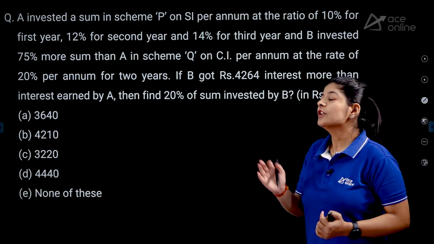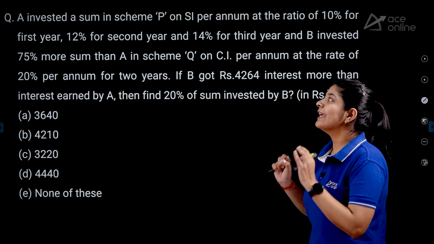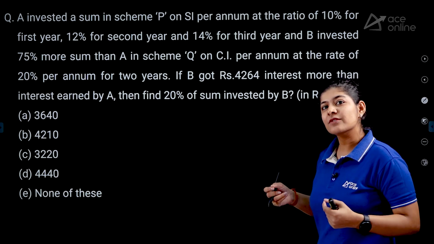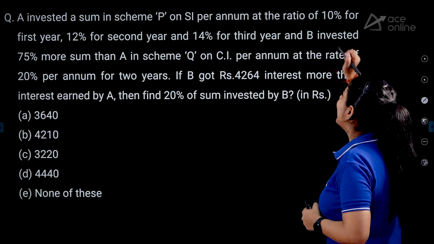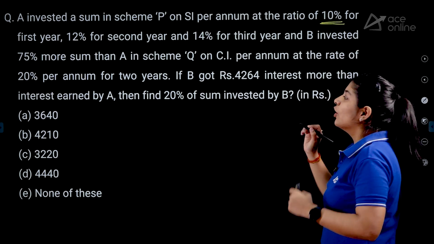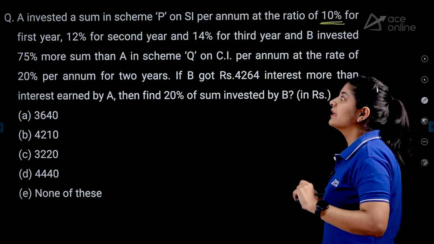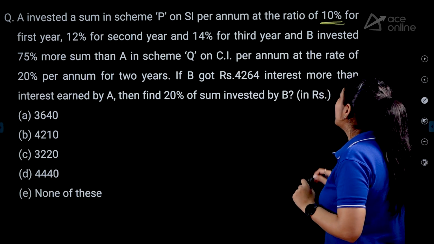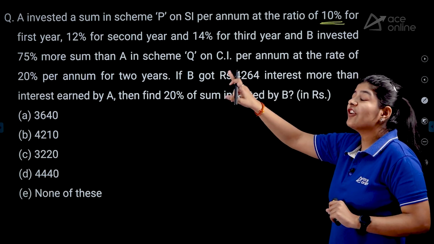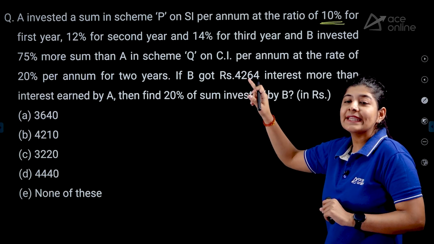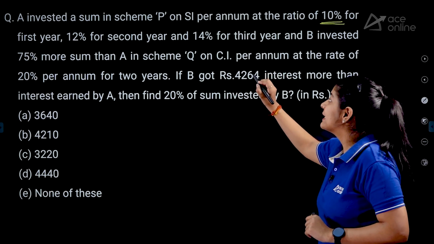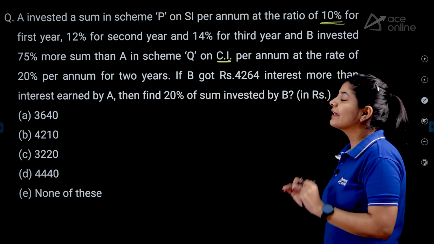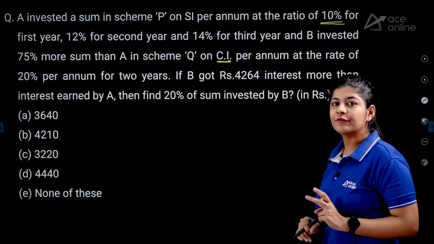Okay. So the question says that A invested a sum in scheme P on SI, that means on simple interest, per annum at the rate of 10% for the first year, 12% for the second year, and 14% for the third year, and B invested 75% more sum than A in scheme Q on CI, that means on compound interest, per annum at the rate of 20% per annum for 2 years.